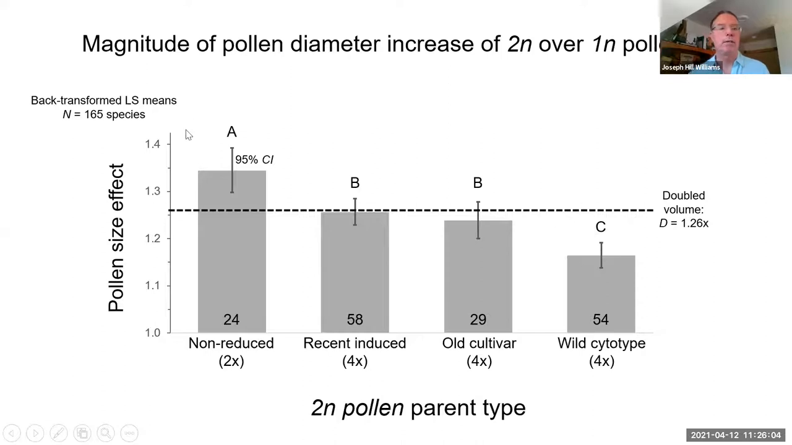And here's the data. First of all, the non-reduced pollen. Here's the pollen size effect on the y-axis. You can see that 1.26 is the doubled volume expectation. And the non-reduced pollen, the 2n pollen, tended to be larger than double. I'm not going to go into why. There are a lot of methodological reasons, but it also does seem to be, even when the methods are really good, that non-reduced pollen is slightly larger than 1.26. If you look at the recent induced polyploids and the old cultivars, they are not significantly different from 1.26, and then the wild ones are smaller.